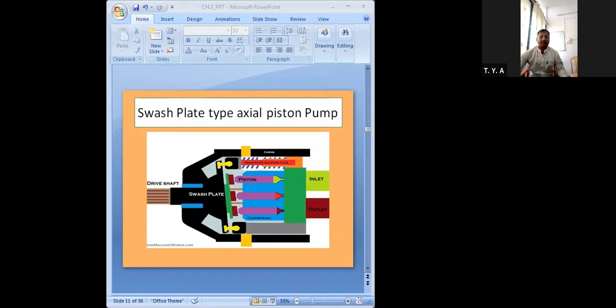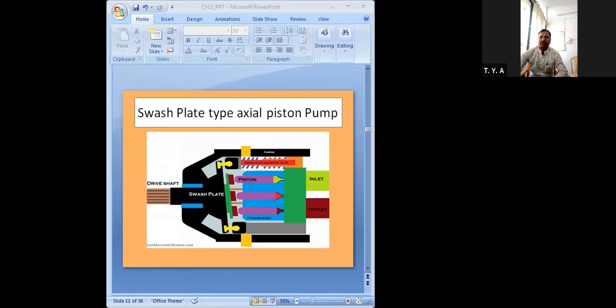Again in this axial piston pump, no swash plate. Again, you can classify it as a fixed displacement inline axial pump and a variable displacement inline axial pump. That is your swash plate design. Okay, variable displacement inline axial pump. That is your swash plate design.